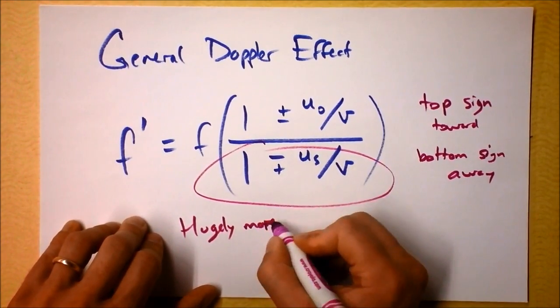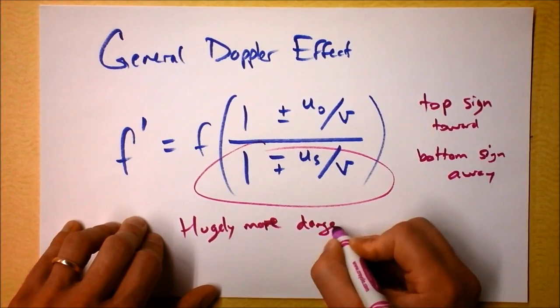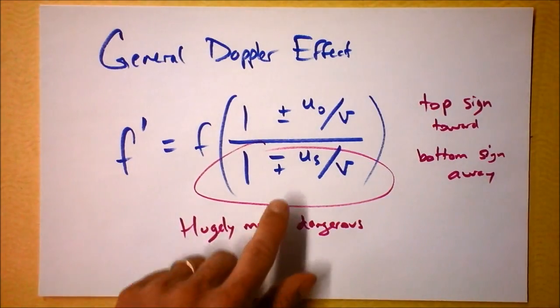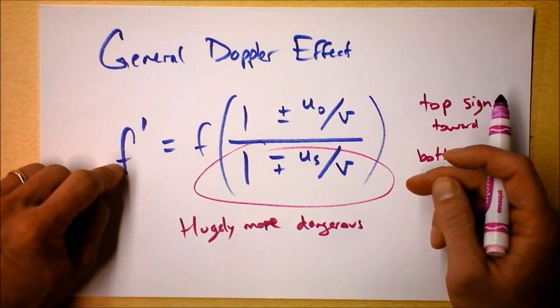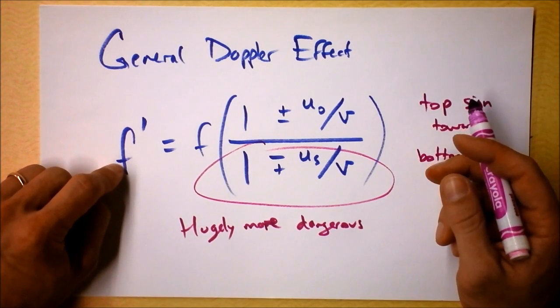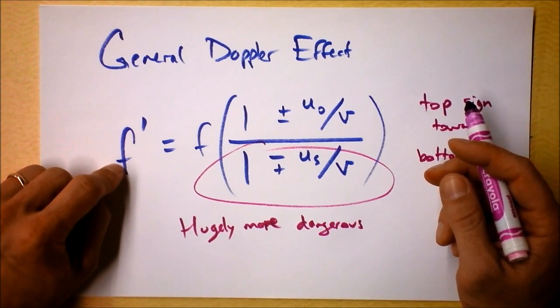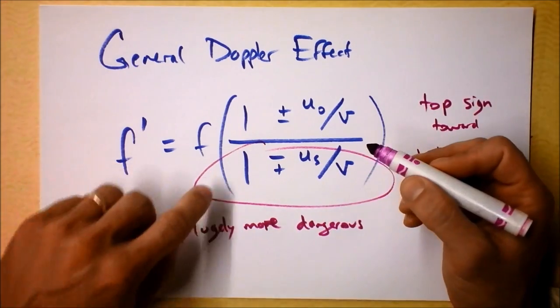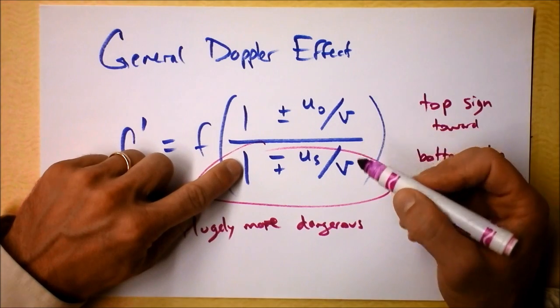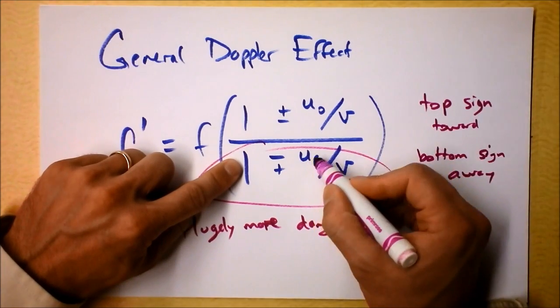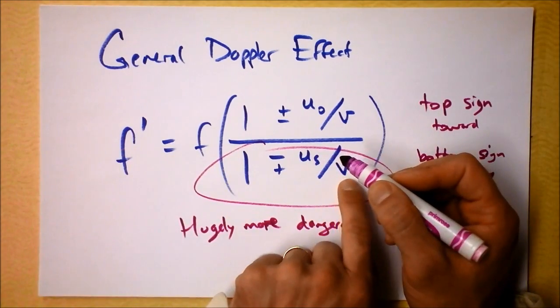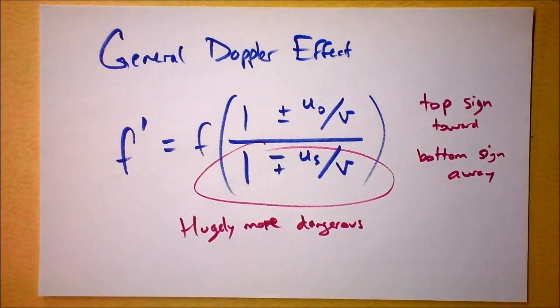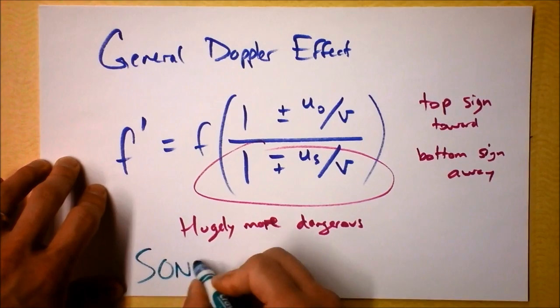Because guess what? It can be 0. If you divide by 0, you'll get a very, very large frequency. This frequency, in fact, can be infinite. And when is this denominator 0? That's if we're subtracting 1 from 1. That would be if the source is moving at the speed of the wave, and that, my friends, is a sonic boom.